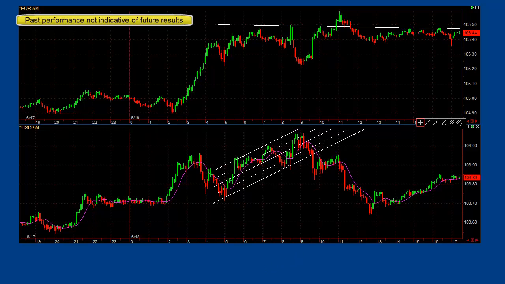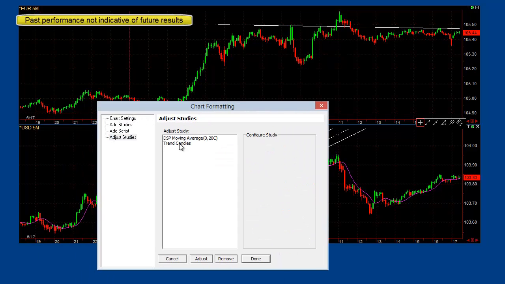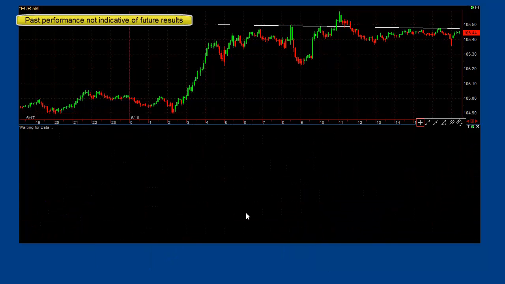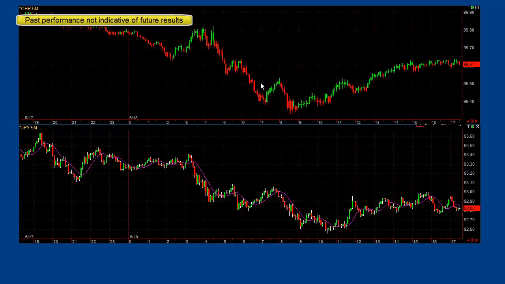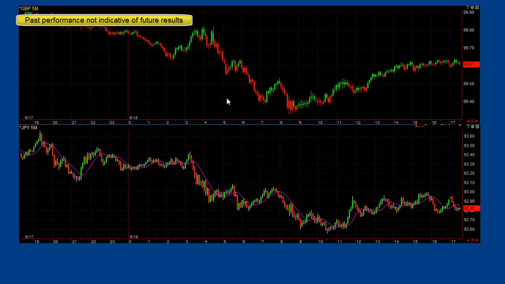So let's take a look at some other currencies, and you don't have to have the trend candles on here if you don't want them. Some people use those as timing tools. Let's take a look at the yen, and let's take a look at the pound. Notice how you can use these as timing tools.